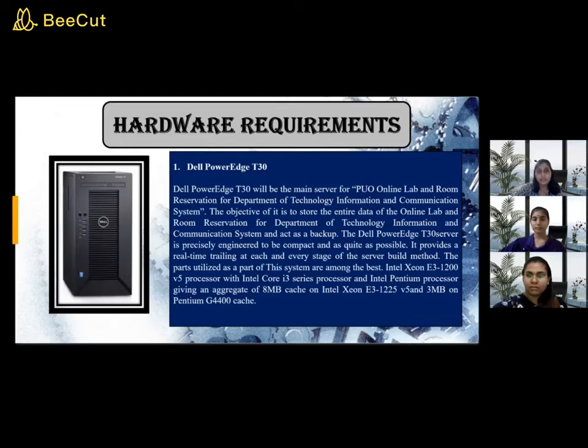The parts utilized in this system are among the best. Intel Xeon E3 1200 V5 processor, with Intel Core i3 series processor and Intel Pentium processor, giving a total of 8 MB cache on the Intel Xeon E3 1225 V5 and 3 MB on the Pentium G4400 cache.